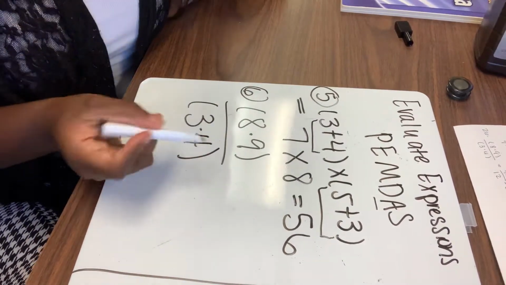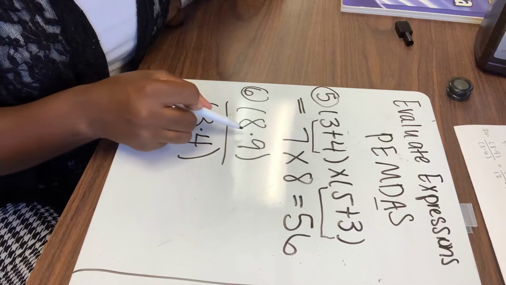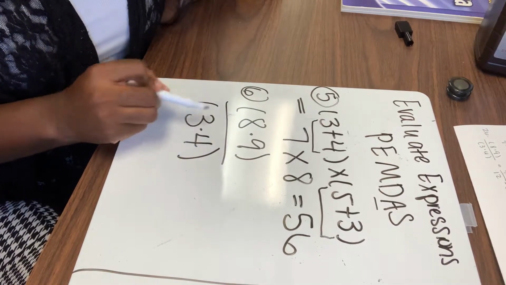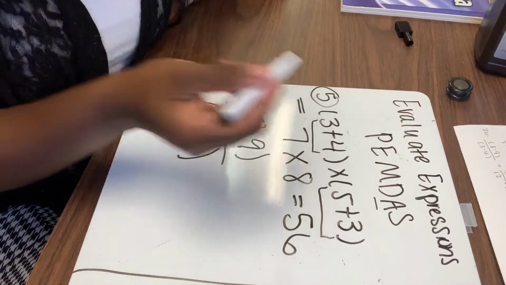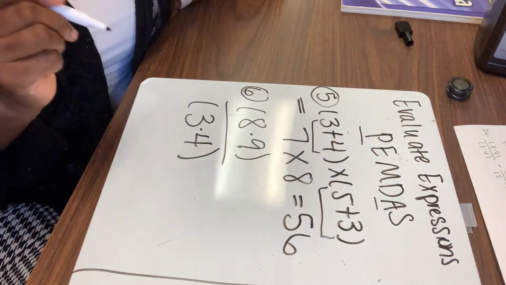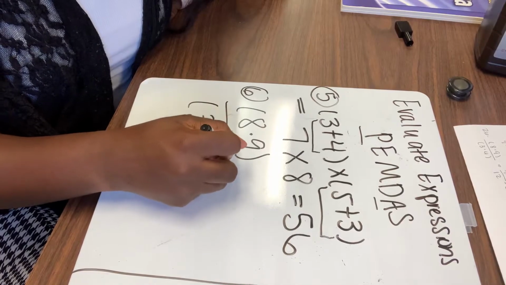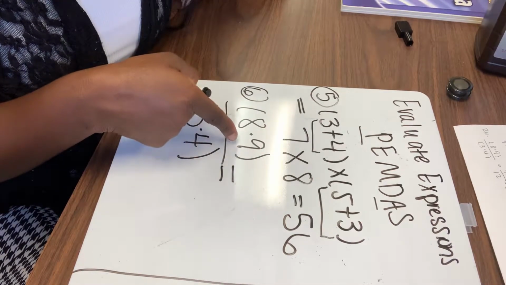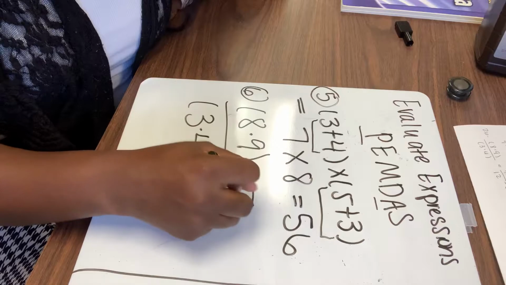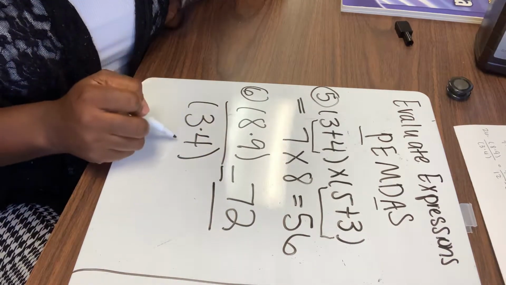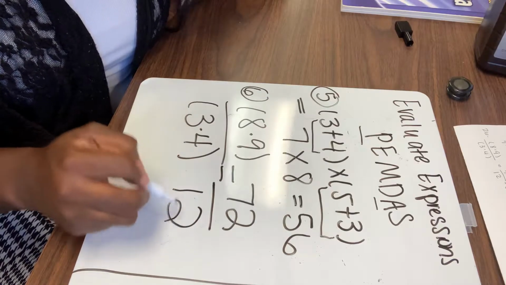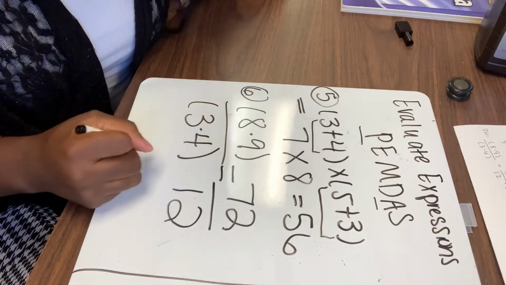Okay, right here, we have parentheses, we got some multiplication, and we got division. First, you do what is in parentheses because that is what's first. So, we know that 9 times 8 is 72. Bring down the division sign. We know that 4 times 3 is 12. Now this is just simple division from here.